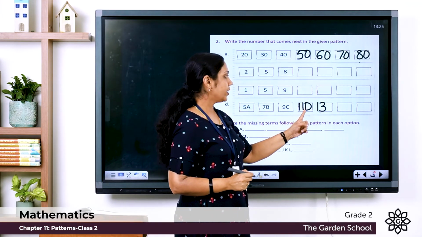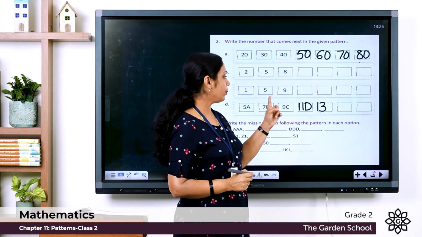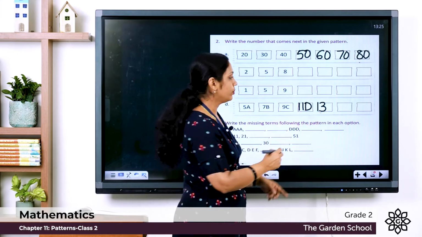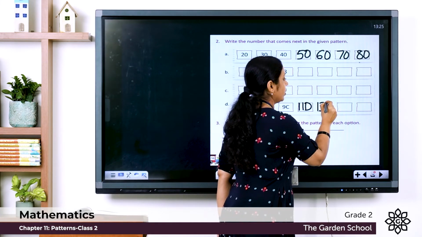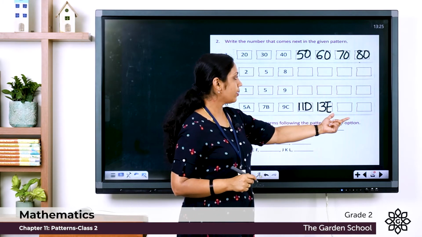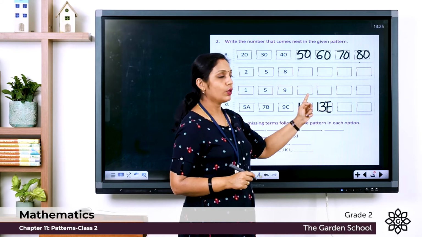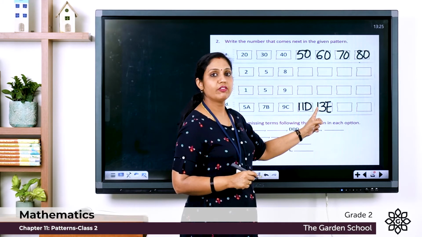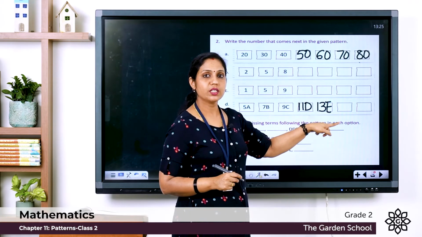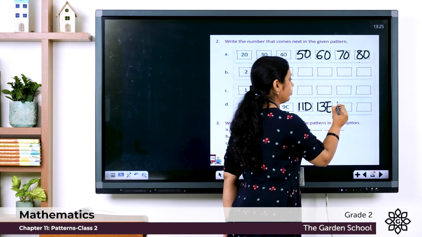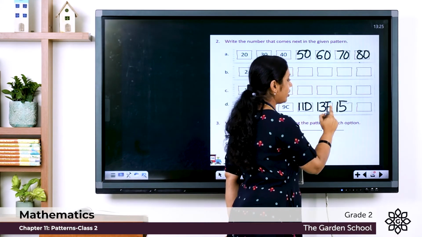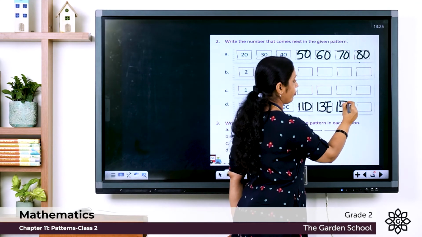Now what about the letter? Here it is D, A, B, C, D, E. Now the next missing number, 13E. With the number 13 we have to add the number 2. 13 plus 2 is 15. And what about the letter? After E it is F.